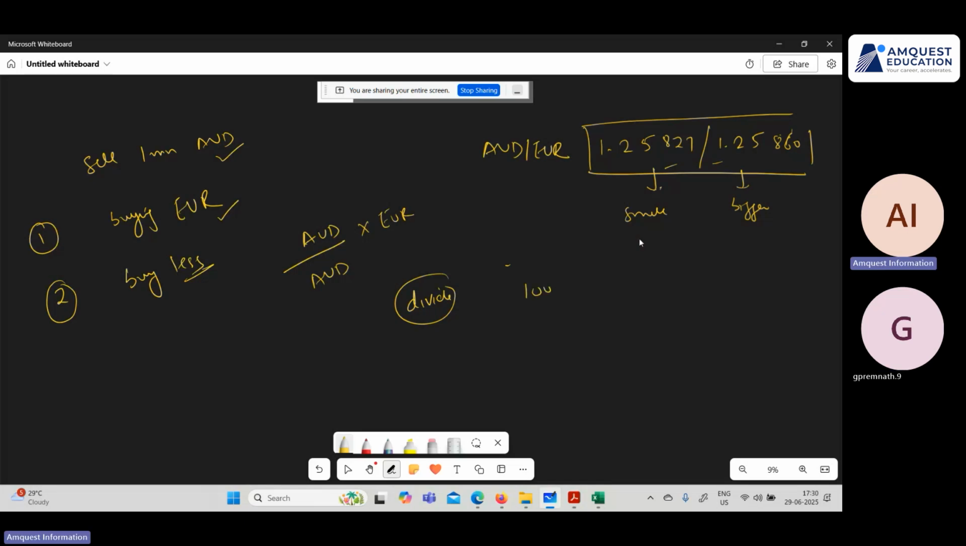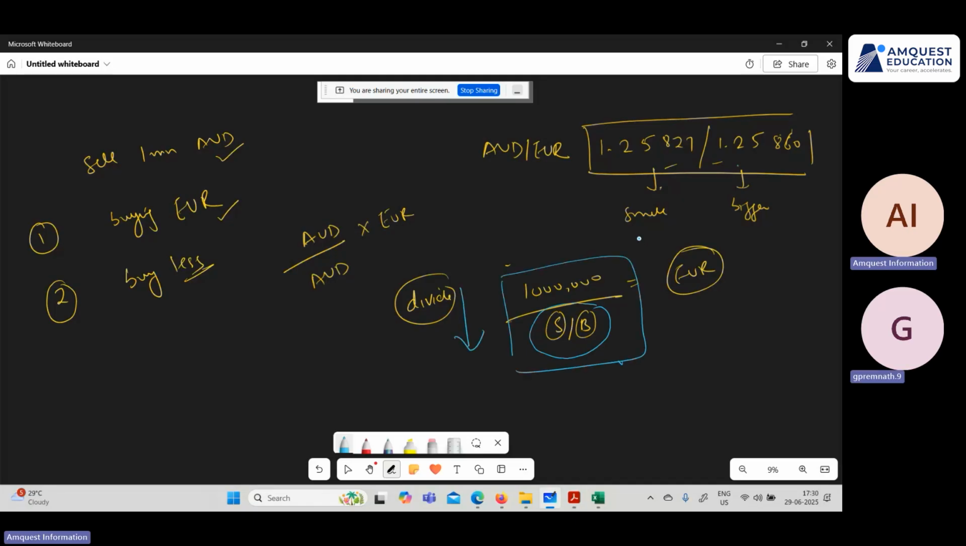Right. So basically 1 million divided by either the small number or the bigger number will give me something in euro. Is that correct? Yes. Now the only challenge is which number to choose. When something is going in the denominator, I want this whole number to be lower, because that's something I'm going to get, and we always get less. How would I get less? If I put a bigger number in the denominator. Oh yeah. Right. So let's just use 1.25860.